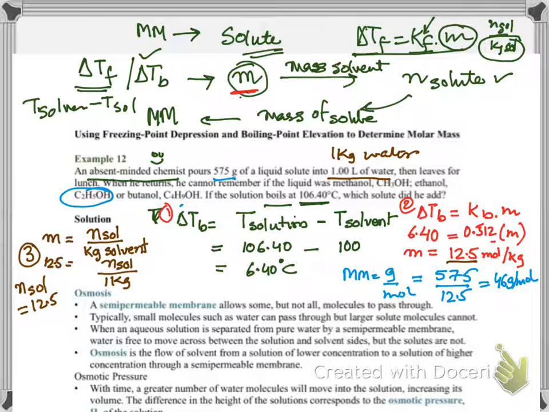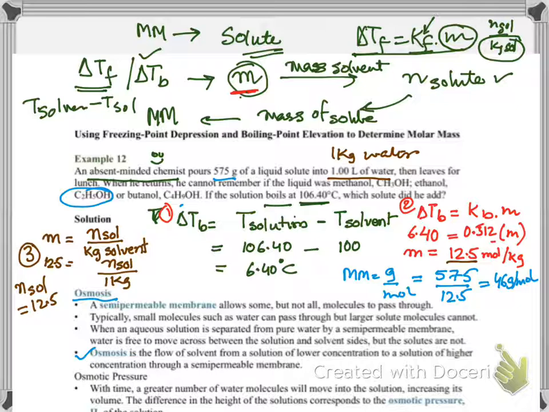The last colligative property that we are going to discuss is osmosis, and you must have studied osmosis in your biology classes, that it is moving of the particles from the low concentration side to a higher concentration side through a semi-permeable membrane. And what is osmotic pressure? With time, a greater number of water molecules will move into the solution, increasing its volume. So the difference in the height of the solution basically corresponds to the osmotic pressure.